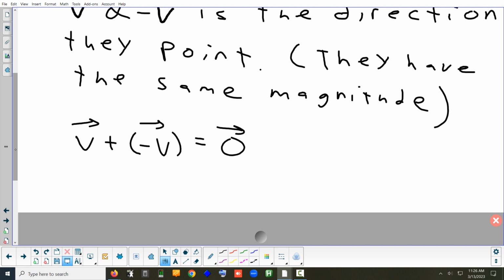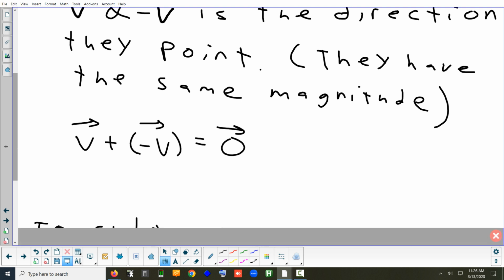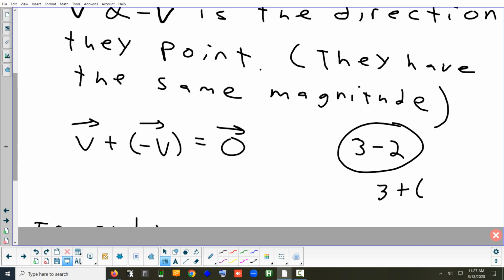So now let's think about something with numbers, and then we'll apply the same idea to vectors. What if I wanted you to do that, and you didn't know how to do subtraction, but you know how to do addition? How could you rewrite this as an addition problem? Plus negative. 3 plus negative 2.